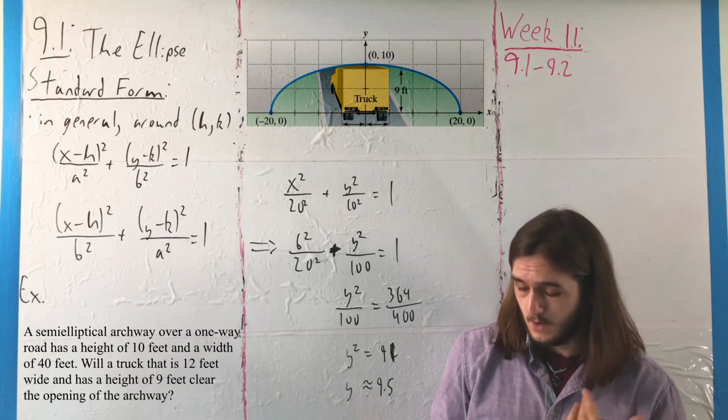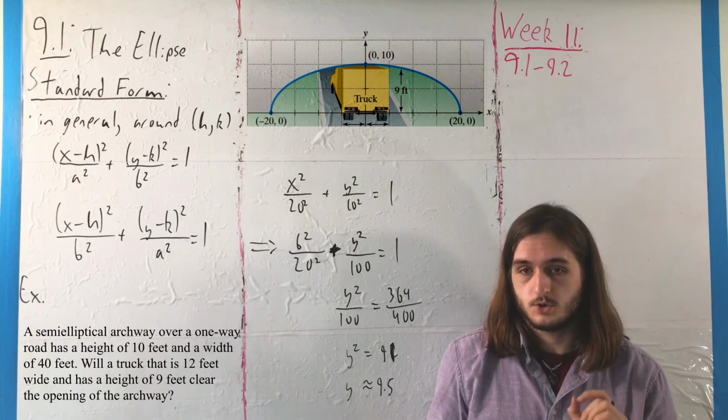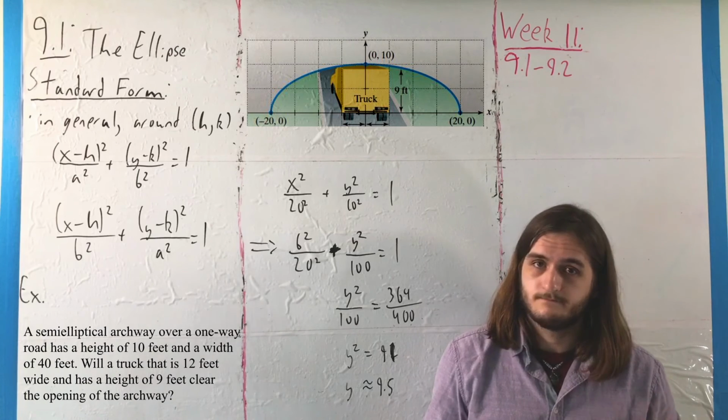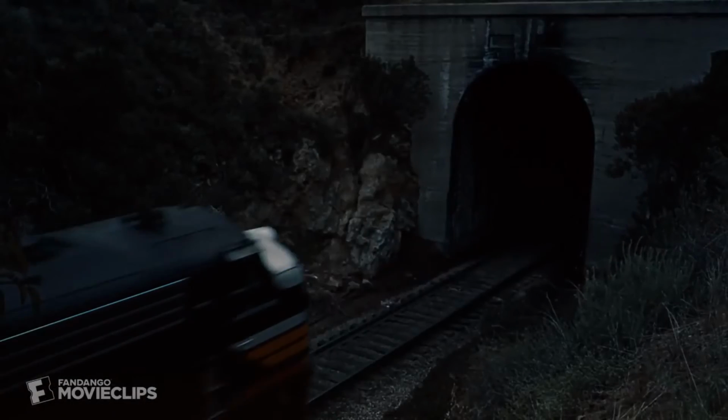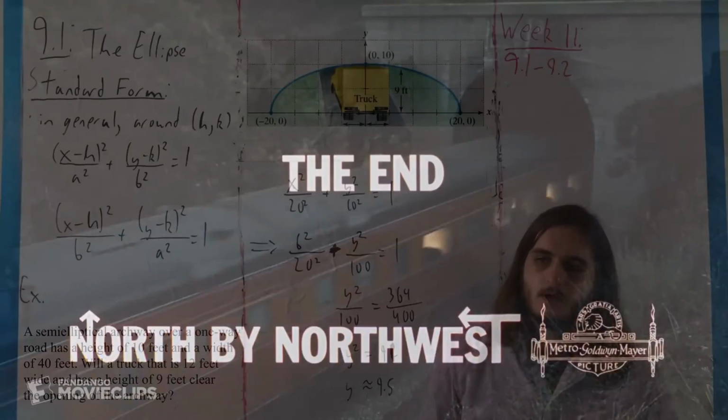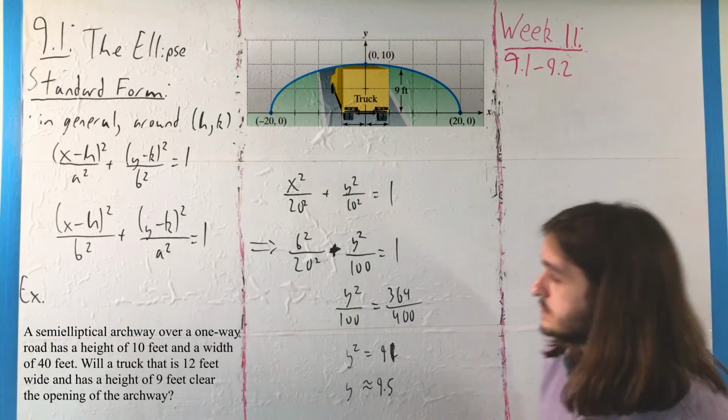But importantly, remember that when we're talking about our truck, the truck is 9 feet tall. So it's going to be close, but the truck will be able to make it through without incident, in this case anyway. And that's about all we have here for ellipses.